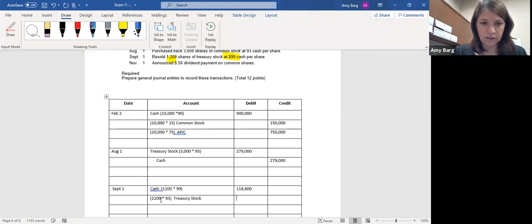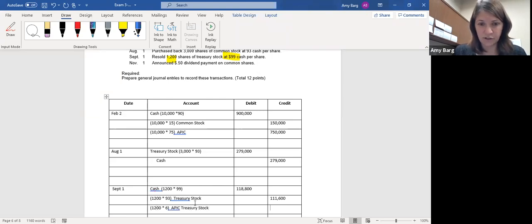So treasury stock is 111,600, and now 118,800 and 111,600, they don't match, right? So that's a plug, but there's also the difference between 93 and 99, which is 6. So 1,200 times 6, that's what's going to go to this APIC treasury stock.